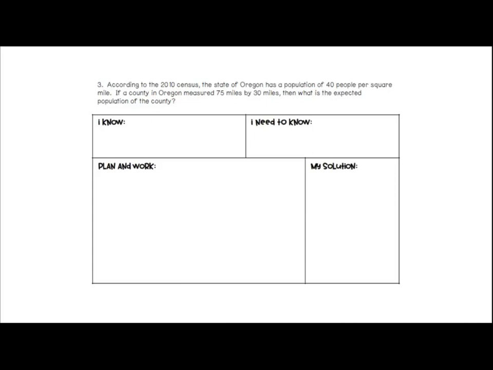It says, according to the 2010 census, the state of Oregon has a population of 40 people per square mile. This is a ratio, 40 people per square mile. The word per means for each. So there's 40 people for every square mile. So 40 people, oops, if I could spell, that would be good, per square mile. And I'm going to abbreviate square mile.